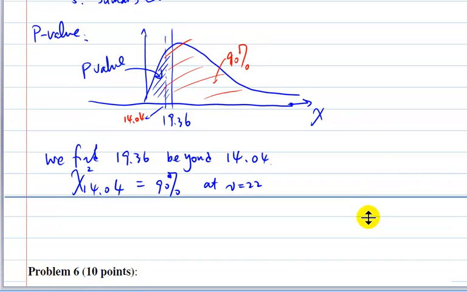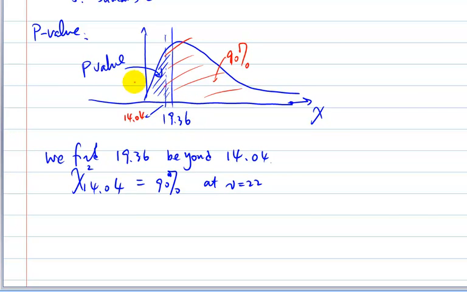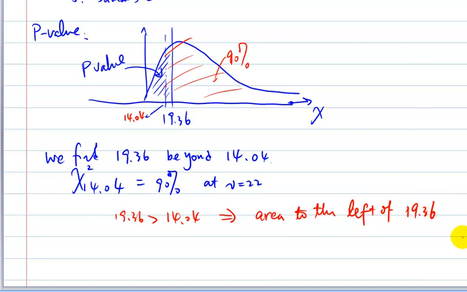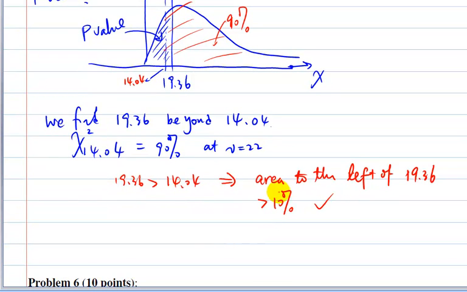Now you've got to be careful here. What are you looking for? You're looking for the area to the left of this value. Let's see if the logic makes sense. Since 19.36 is greater than 14.04, this means the area to the left of 19.36 must be greater than 10%. Does it make sense? Yes, of course, because 14.04 means 90% to the right, and 19.36 must have less than 90% to the right, which means greater than 10% to the left. That's our p-value.